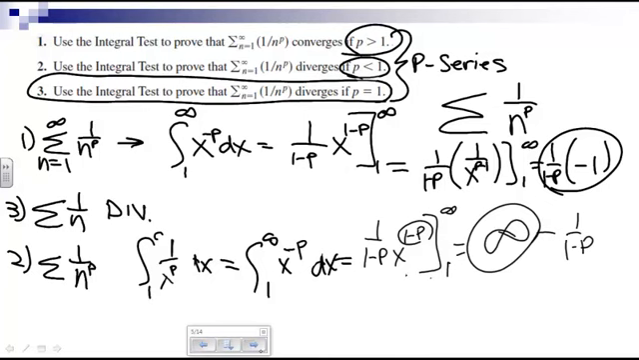Why is 1 your lower bound? Because we're integrating from 1 to infinity. Why are we integrating from 1 to infinity and not negative? Because we're comparing it to an n equal 1 to infinity series, so I'm integrating with values of x that are similar to my n numbers.